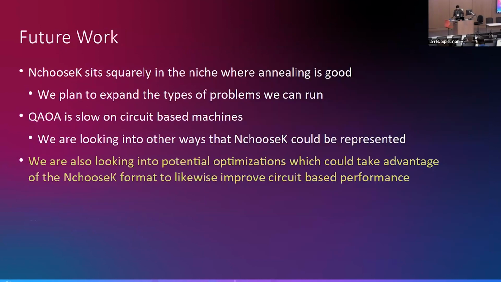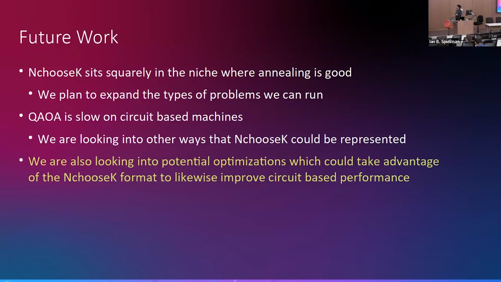So n choose k sits squarely in the niche where annealing is good, and this is the kind of result that is expected, because annealing is already for a specific class of problems. When we share n choose k as a tool that works in the class of problems that can be solved by both circuit devices and annealing devices, annealing will perform better because they are specialized.